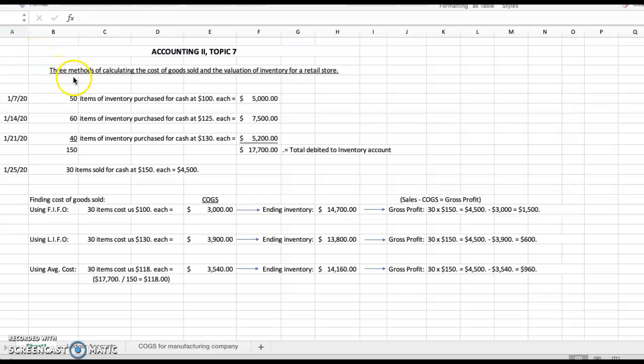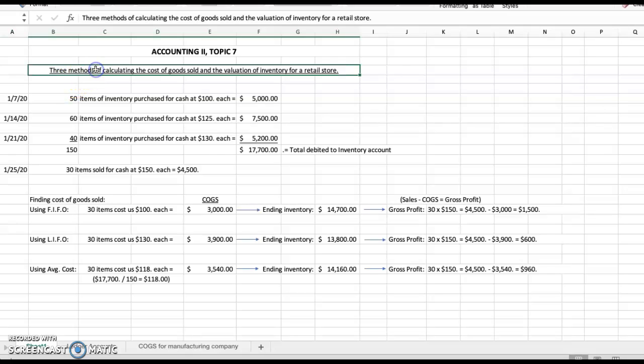We've been talking about methods of calculating the cost of goods sold and the valuation of inventory for a retail store. And the last part's important. We're talking about retail businesses, businesses that buy merchandise already packaged and assembled and put together, then sell it at a higher price to customers. And we'll talk about a different kind of business in a few minutes, but this is the kind we've been talking about in the recent problems, retail stores.